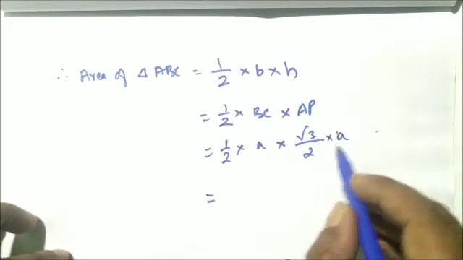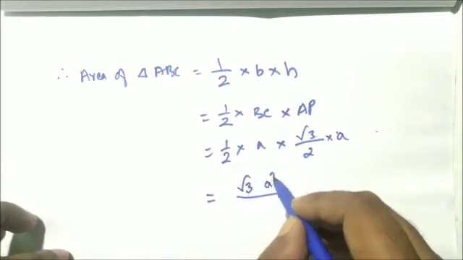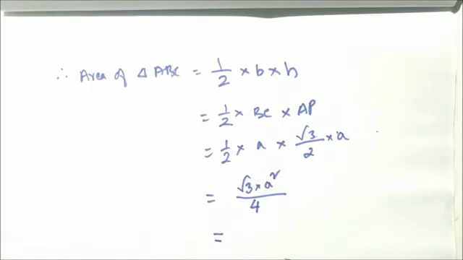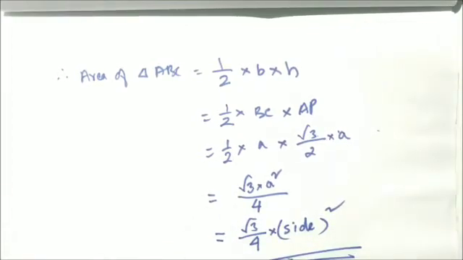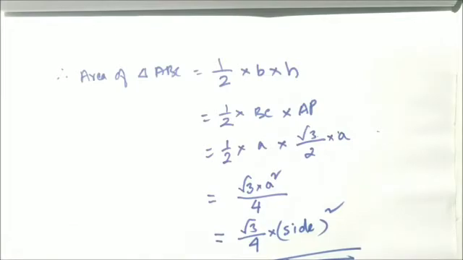Now you can see if we multiply all, it will become root over 3 A square, and in the denominator 4. So the formula becomes root over 3 by 4 into side square, because A was side only. So the area of an equilateral triangle is root over 3 by 4 into side square. It is very important, and how we obtained this is also very important. I hope it is clear, and this formula will be used in various types of questions.